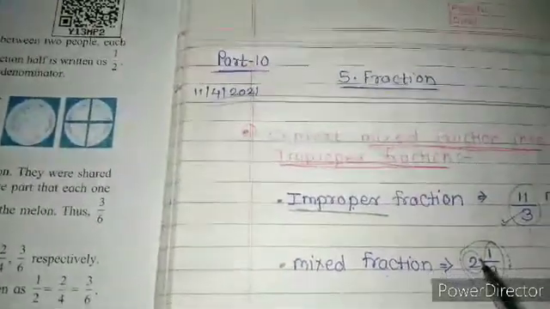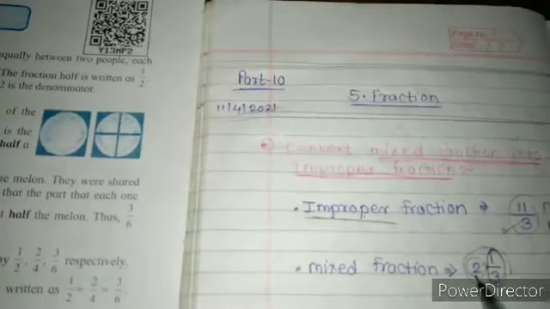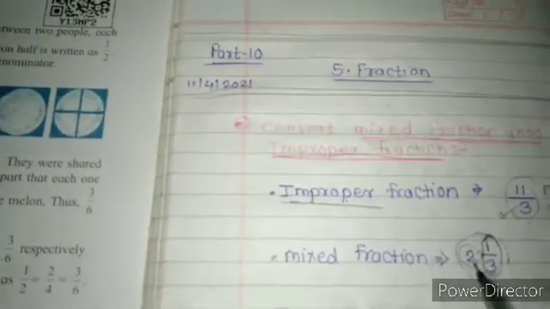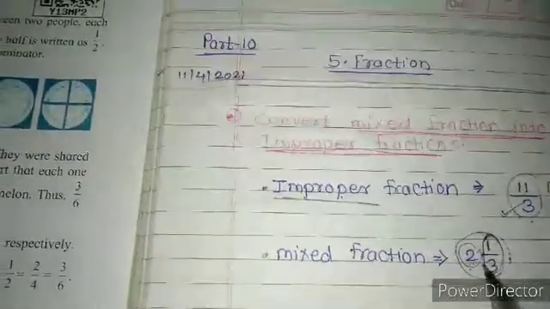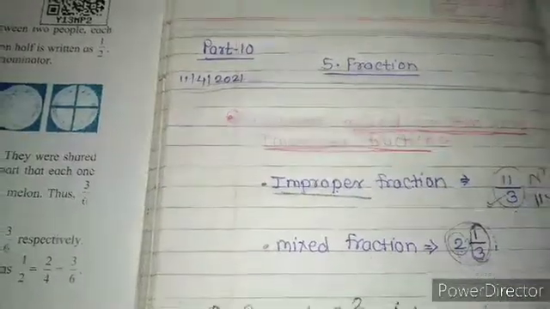And next is a mixed fraction. Mixed fraction means one complete number along with a fraction is given. That is called a mixed fraction. And how do we read it? 2 and 1 upon 3. Mixed fraction means one complete number along with the fraction. It is called a mixed fraction: 2 and 1 upon 3.